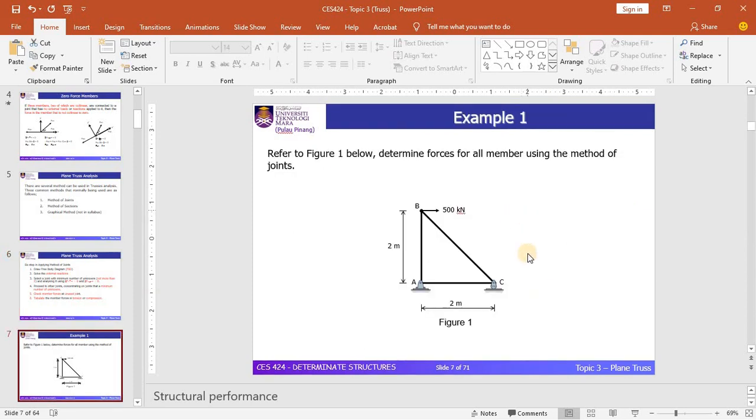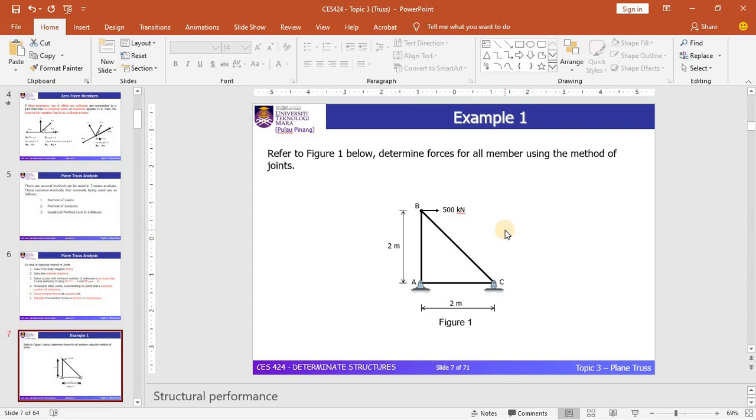Okay, so in example 1, you can see that we have a plane truss, which is supported by a pin and a roller at points A and C respectively. This truss is loaded by an external horizontal or lateral load of 500 kilonewtons at point B. The dimensions given are 2 meters vertical and 2 meters horizontal as well. So we also use the method of joints to calculate the internal forces of each member in this problem.